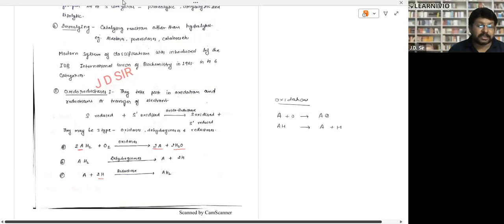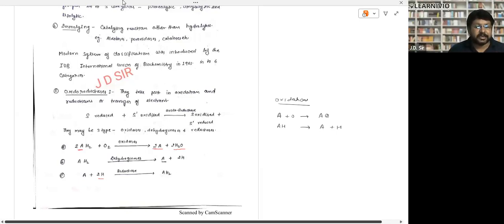Second, the substrate is AH2. Again, here A is the substrate, added with hydrogen. Now the second enzyme working over here is dehydrogenases. So what will dehydrogenases do? Again the same thing. It is removing hydrogen without the help of oxygen, right? So AH2, hydrogen has been removed. Again, the oxidation of A, the oxidation of the substrate, has taken place.